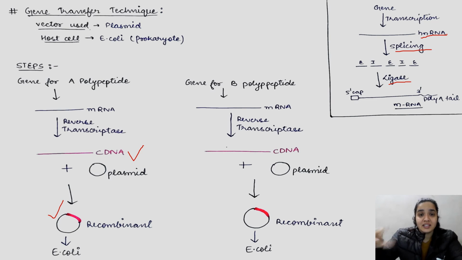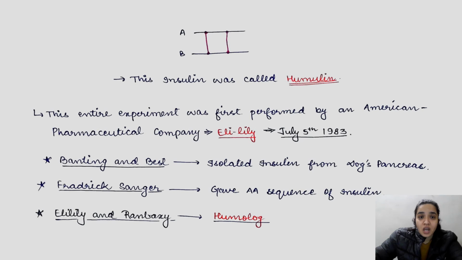And these E. coli synthesize only A polypeptide, and these ones synthesize only B polypeptide chain. So now these two polypeptide chains were isolated from these E. coli and were kept under conditions where disulfide bonds can be formed, and this is how insulin was genetically engineered. This insulin was called Humulin.